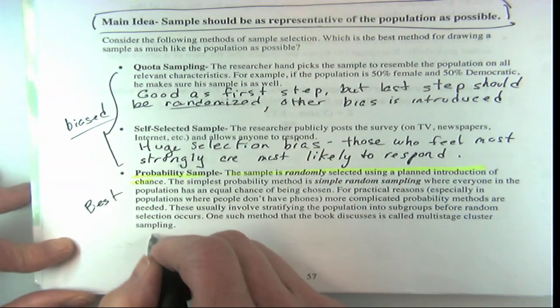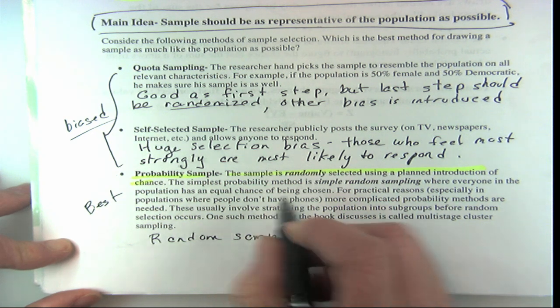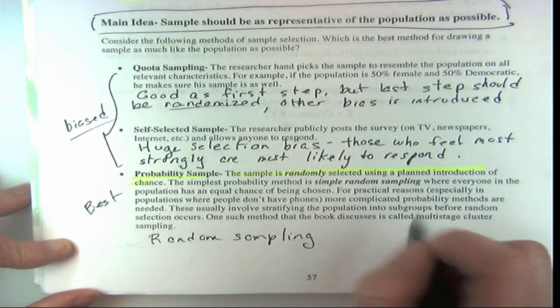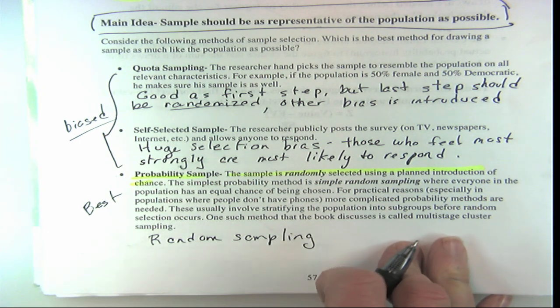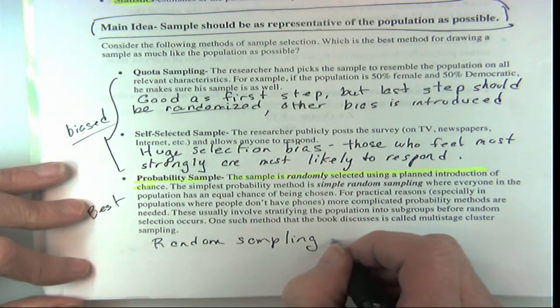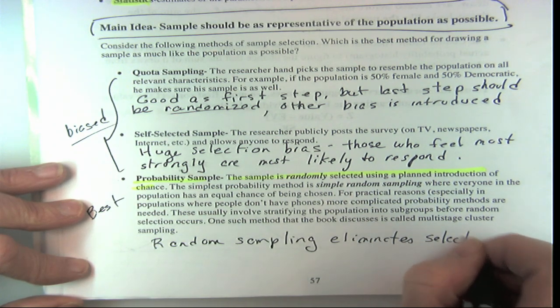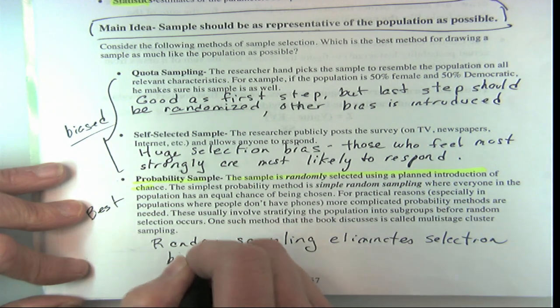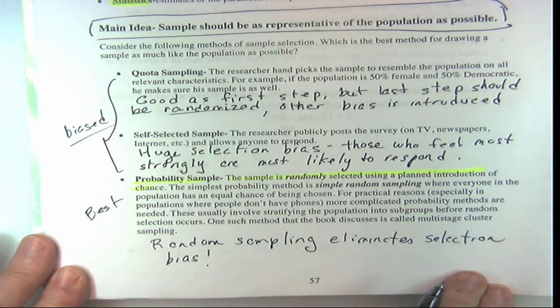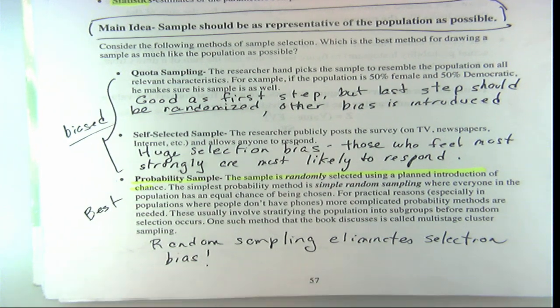And why is it the best? Because random sampling, where everyone has an equal chance, one way to do it would be that everybody in the population has an equal chance of being chosen. That would be the simplest probability model. It eliminates selection bias. Okay, but there's other types of bias that remain that have become a real problem for polling, because it used to be that people would answer their phone. Now they don't. So we'll discuss those in a minute.